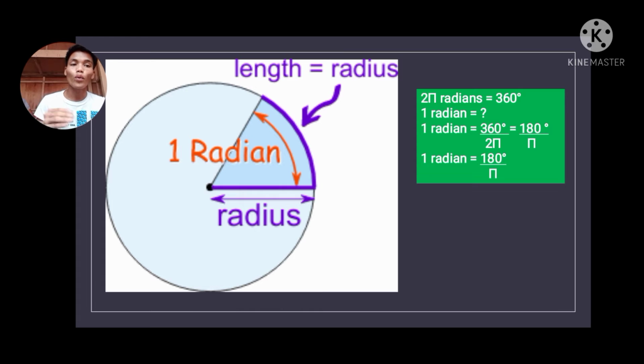Now, one radian is equal to 360, which is the full rotation of a circle in degrees, over 2 pi, which is the full rotation in radians, and that is equal to 180 degrees over pi. So 360 divided by 2 is equal to 180. Therefore, one radian is equal to 180 degrees over pi. Now let's find out the degrees of one radian.